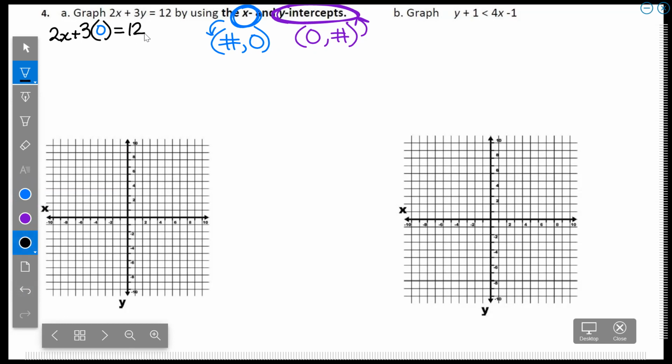What is 3 times 0? 0. So I have 2x plus 0 equals 12. If I minus 0 from both sides, what would that give me on the right? Still 12.